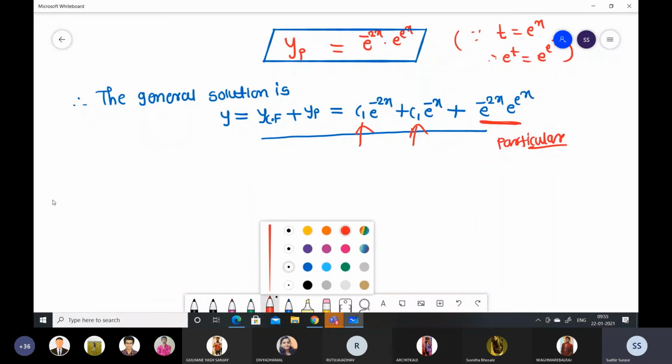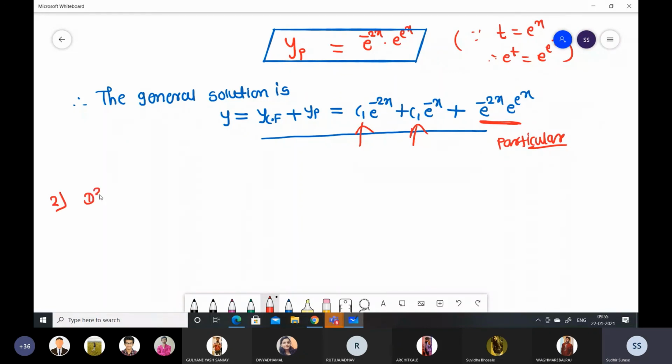Now let me give you one example just for homework. Try this: D square plus 3 times D plus 2 times y is equal to sine e to the power x. Sine of e to the power x. Now the process is very simple. So now let me write the algorithm.